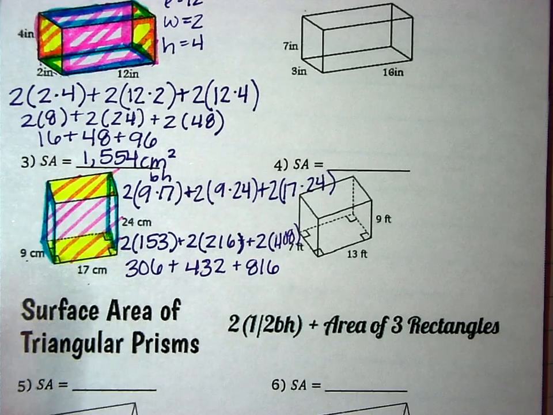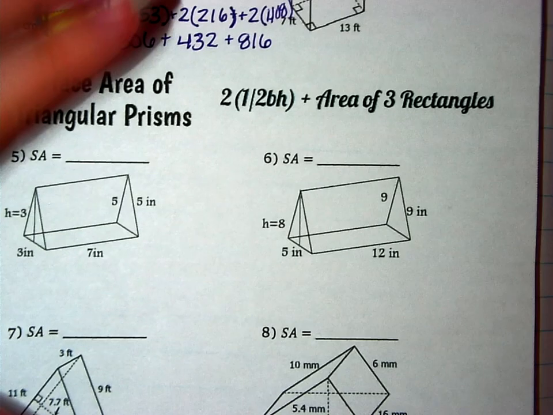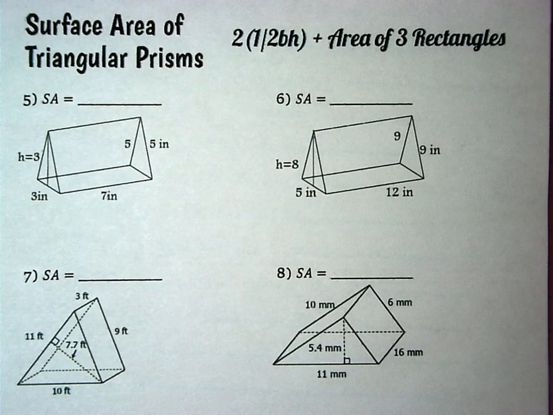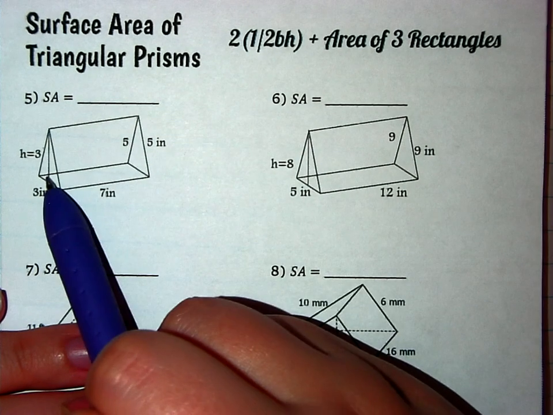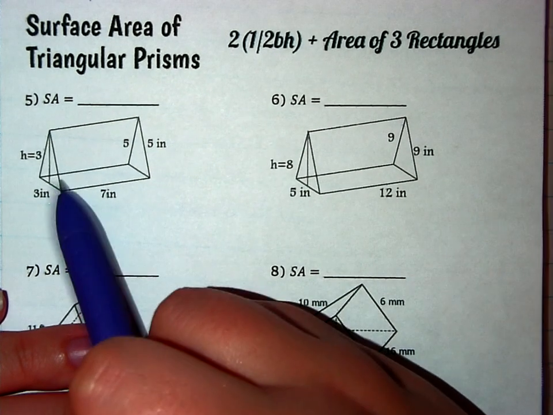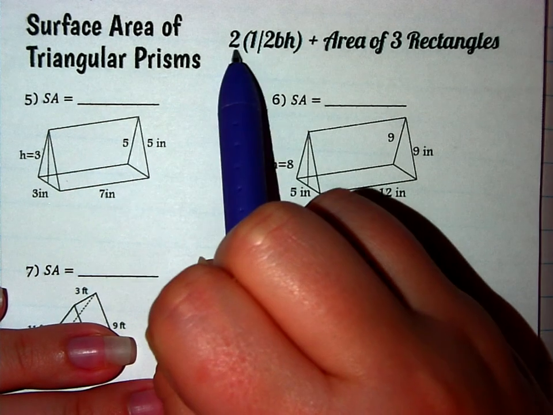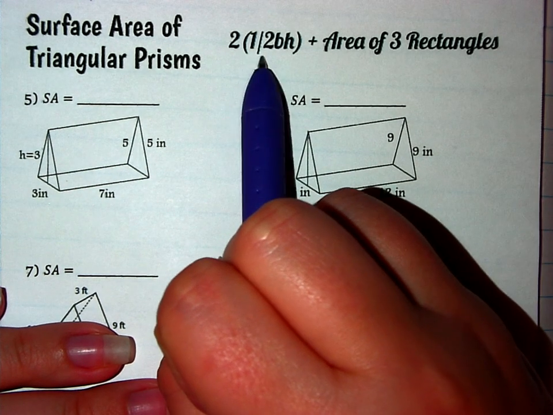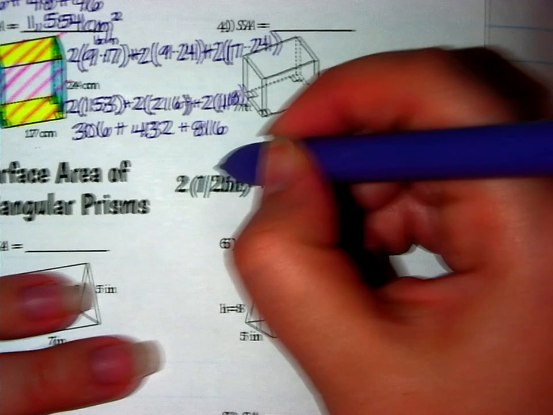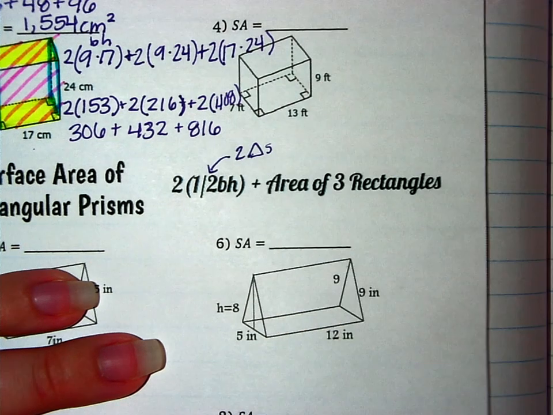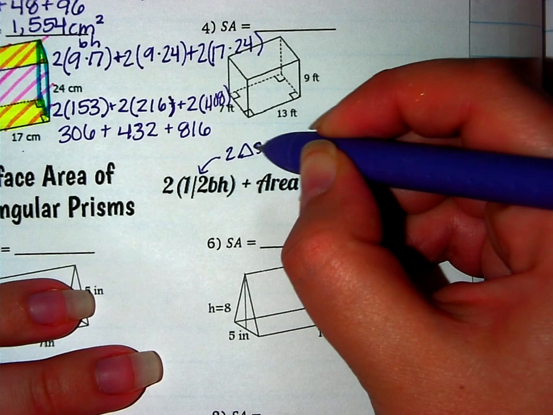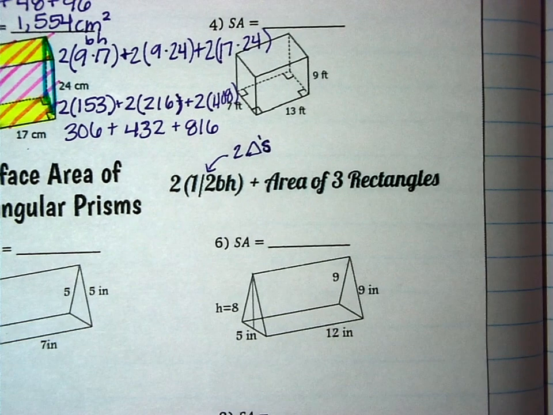All right, triangular prisms are the next set of problems, and this is a little bit trickier because there's not a specific formula for triangular prisms. For one thing, you can see that there are 2 triangles, right? Here's one of them right here, and here's the other one. So there will always be 2 times 1/2 base times height. So this is referring to the two triangles. So that is the area formula.